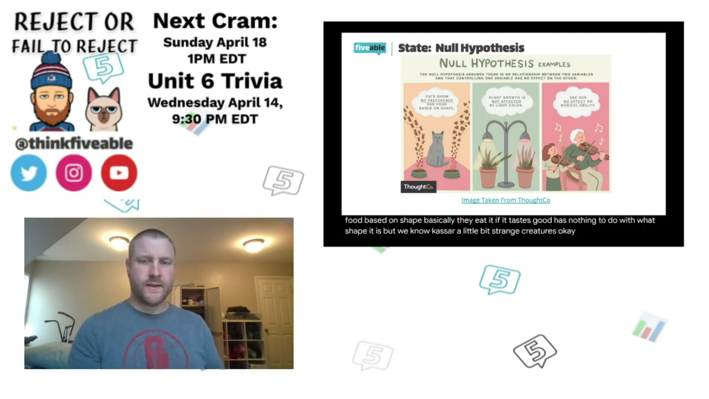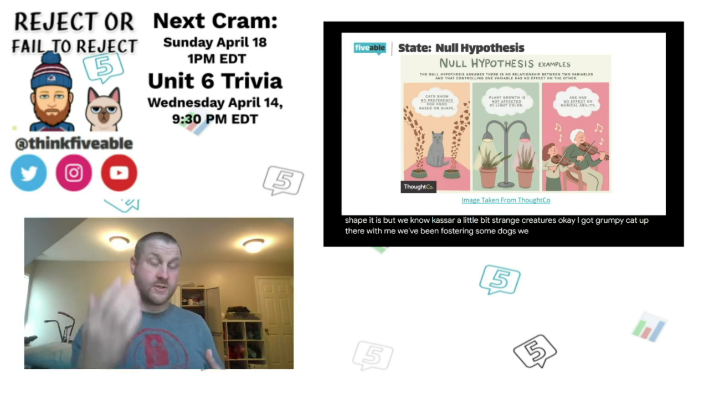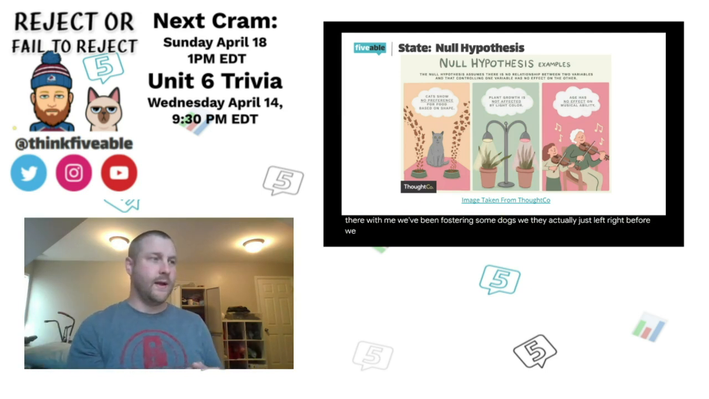I got Grumpy Cat up there with me. We've been fostering some dogs. They actually just left right before we hopped on here, and my cats have been really upset with us having 2 dogs in our backyard. They've not been able to have free roam as much. So they'll be happy now that the dogs are gone. They have been grumpy catting it around the past few days.